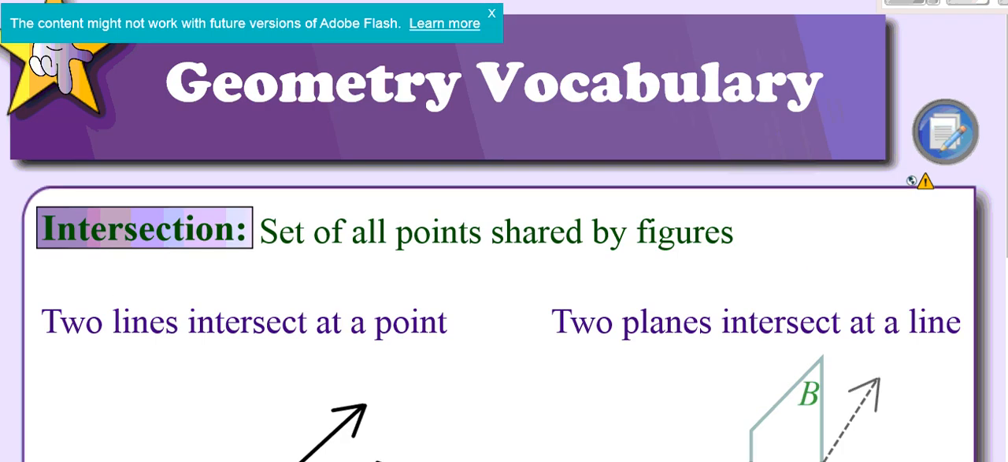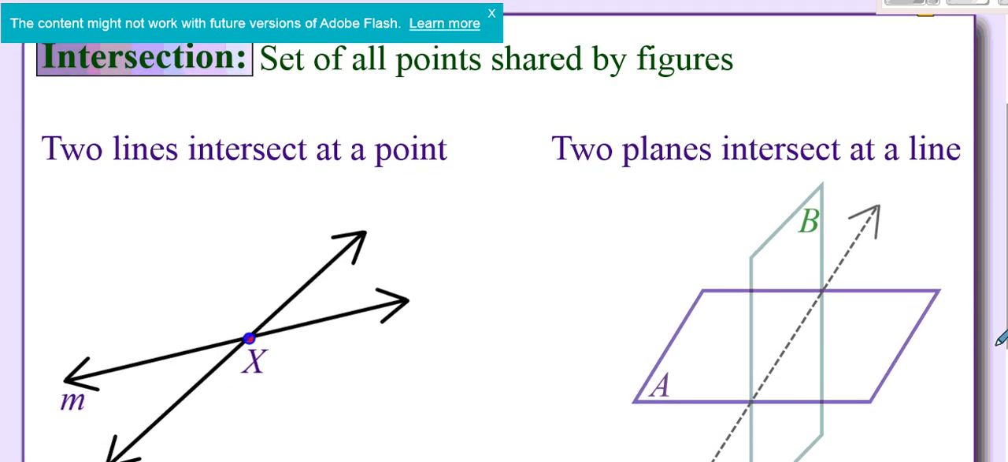Intersection is all the points shared by figures. It's where they cross. It's the points that they share. So these 2 lines, they intersect at point X. That's the only point that's in both of them. It's the point that they share.